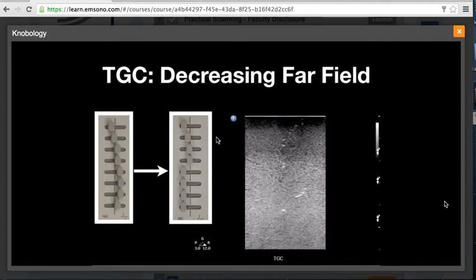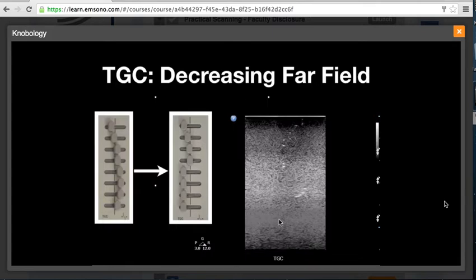Here's an example of decreasing the time gain compensation in the far field. By doing that, you're basically going to take the echoes in the far field and selectively reduce them. And so what we end up seeing here is that by moving these slide pods to the left, the image becomes darker selectively in the far field.